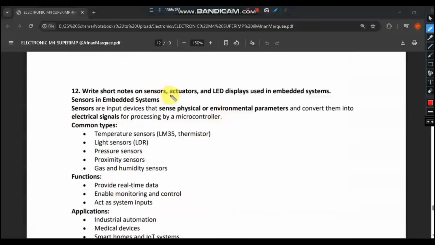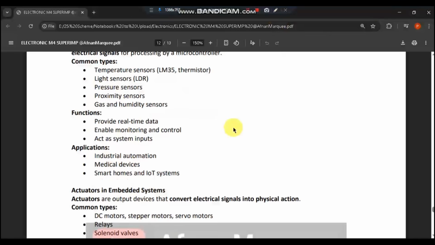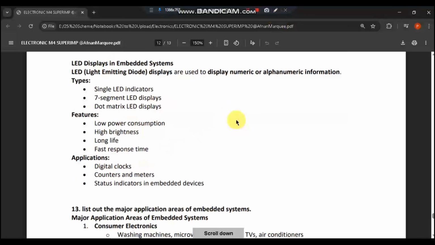Next is: write a short note on sensor, actuator, and LED displays using embedded system. Sensors and actuators we have already discussed. It has been repeated many times, so don't miss this question. Okay. And LED is a single LED.